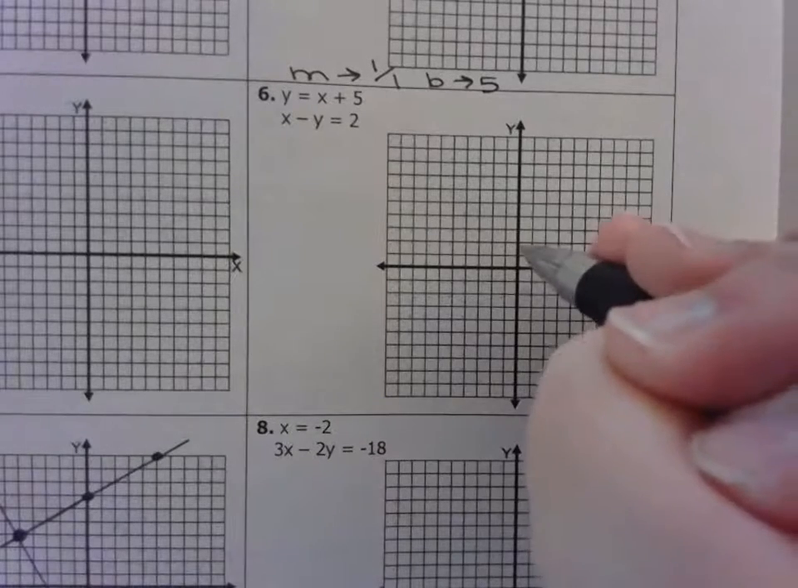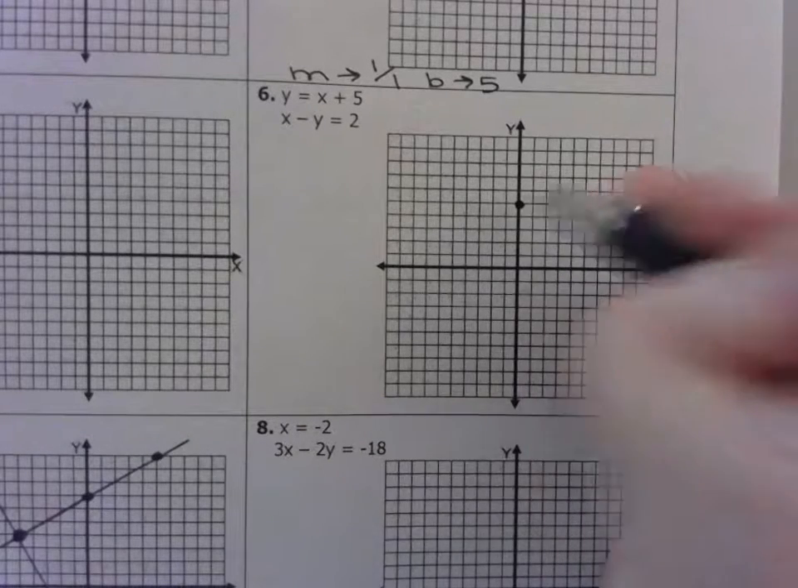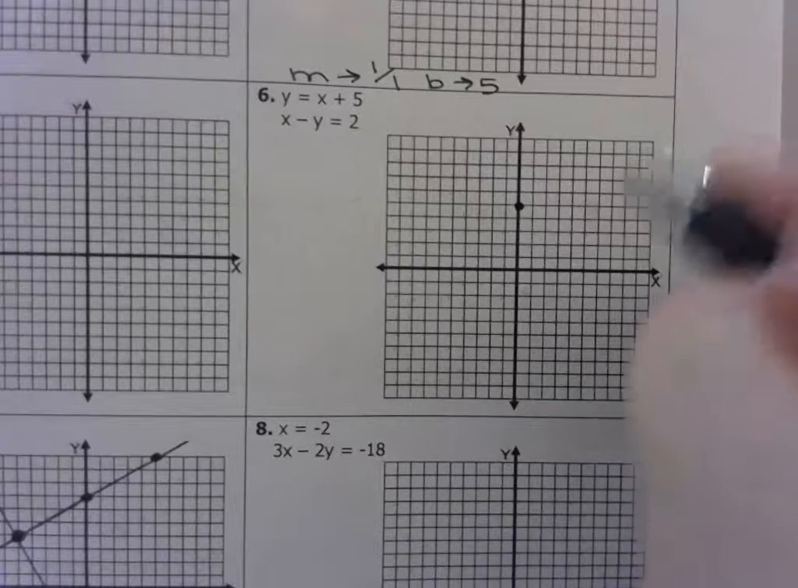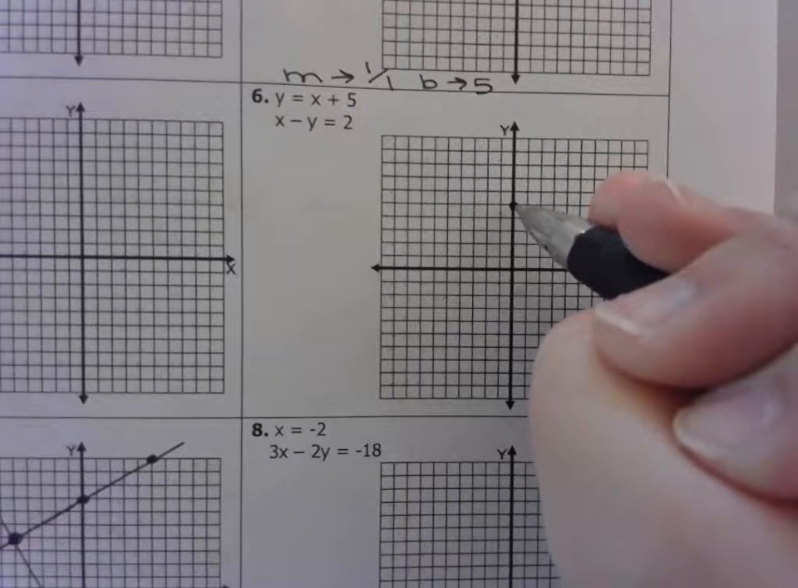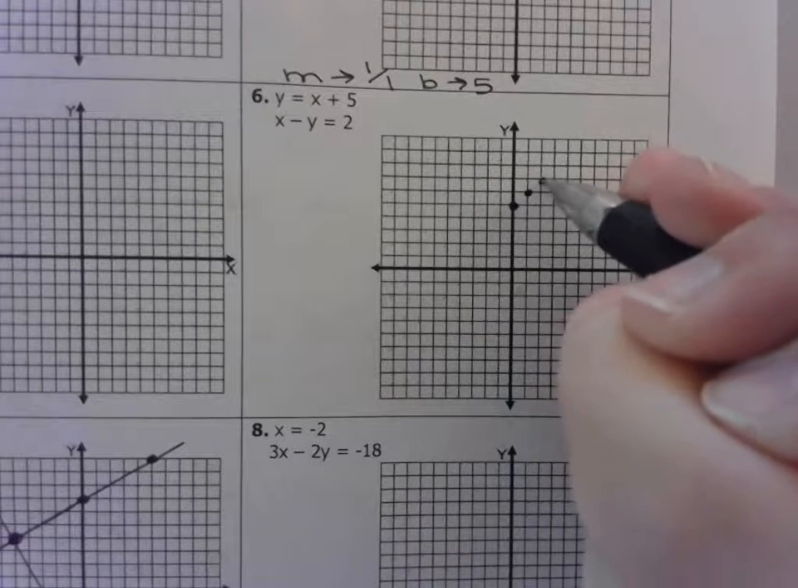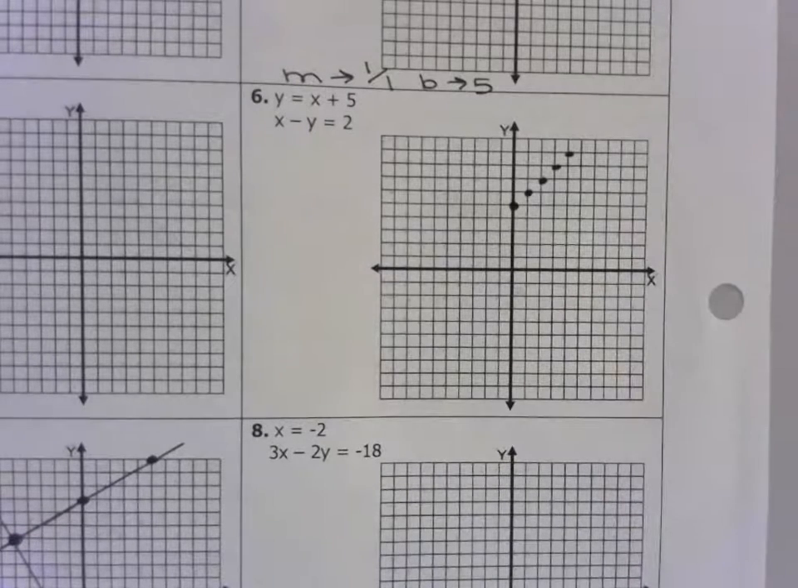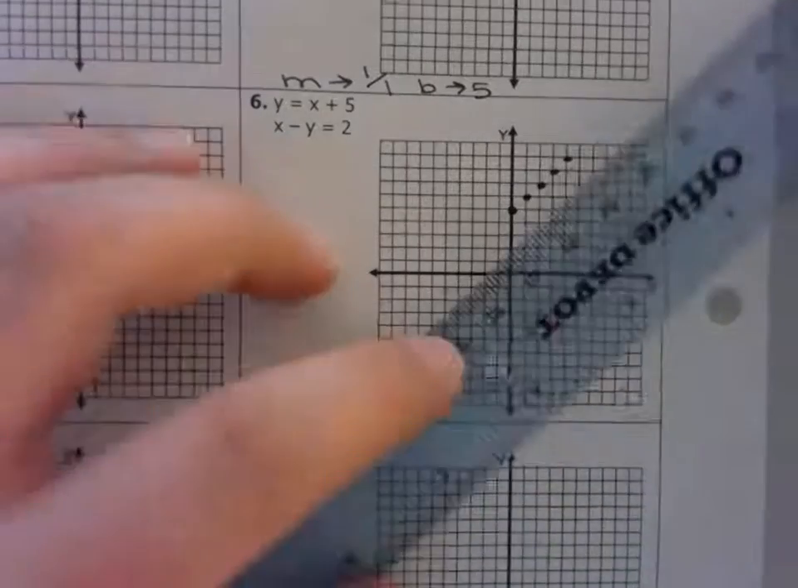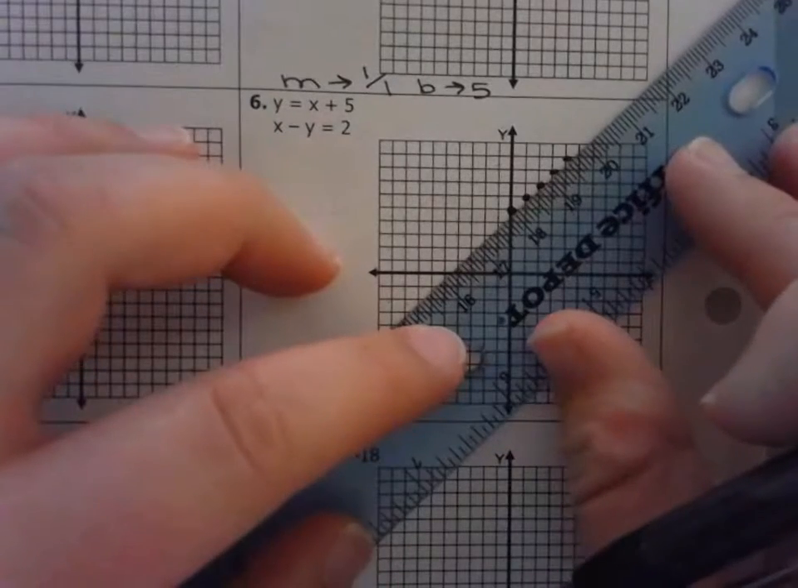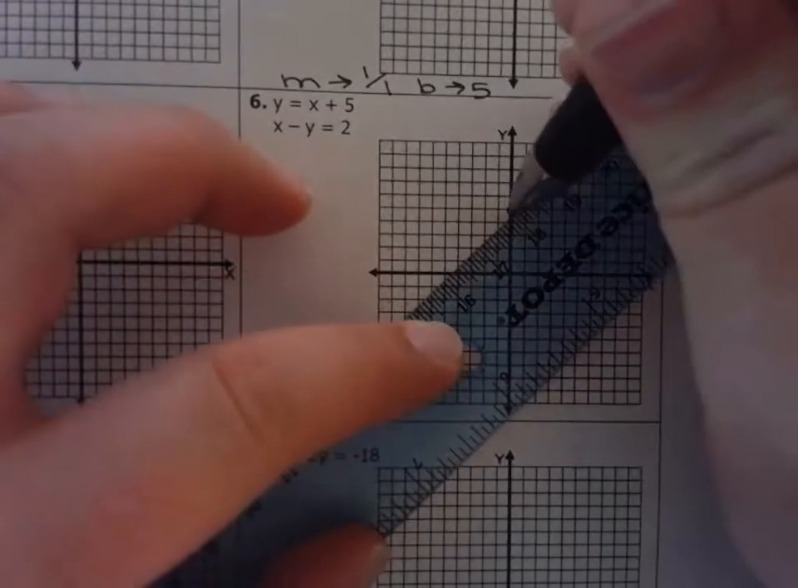Y-intercept of 5, 1, 2, 3, 4, 5. Put a point. How do I get to the next point? Up 1, right 1, up 1, right 1. Get more than 2 points, which some of you guys did anyway. And then draw your line.